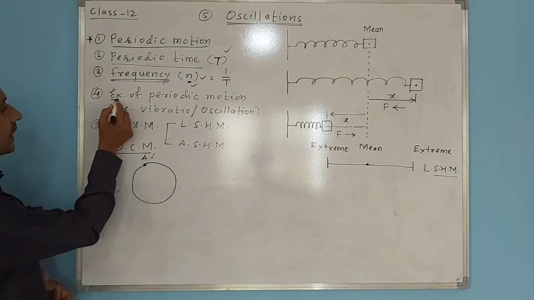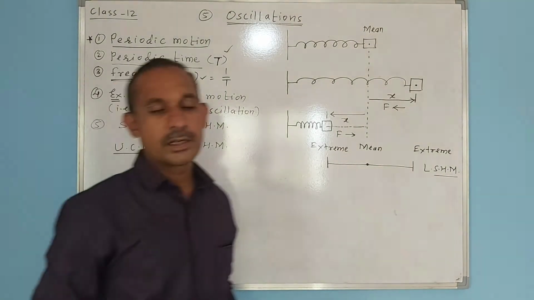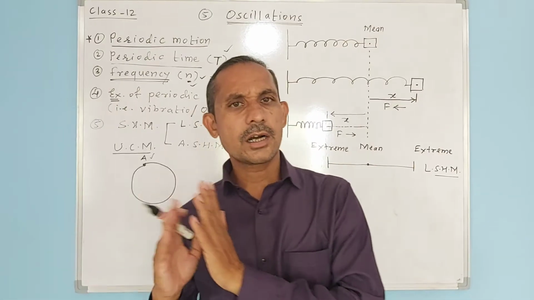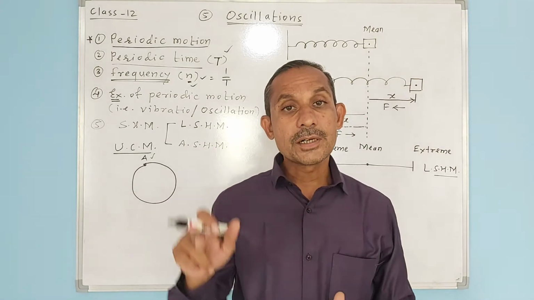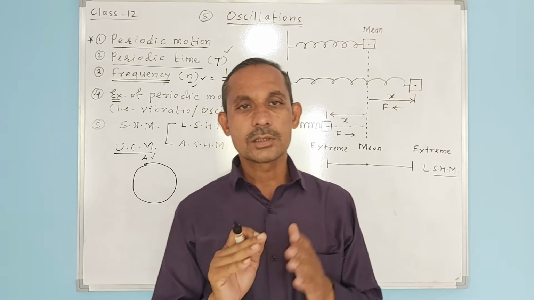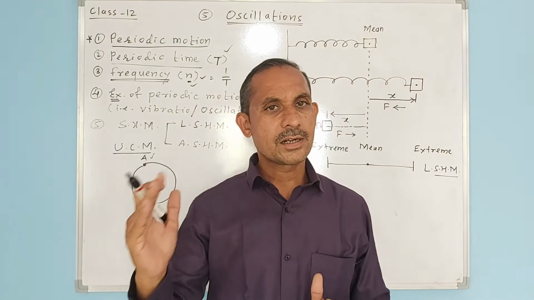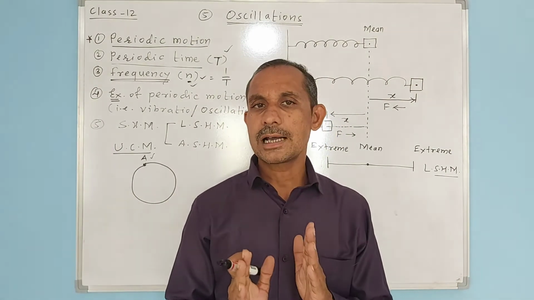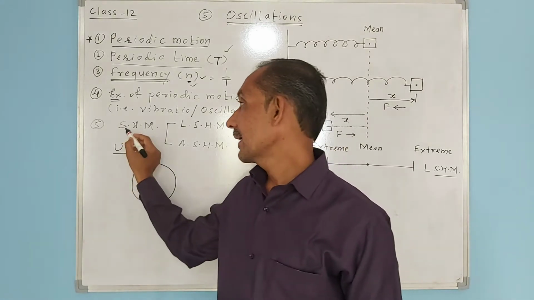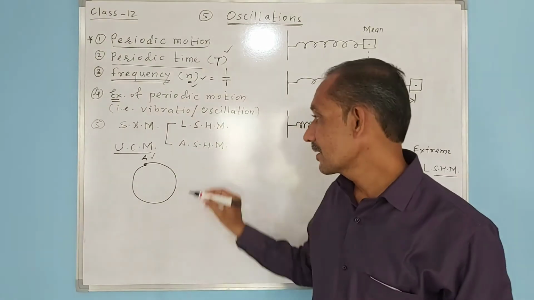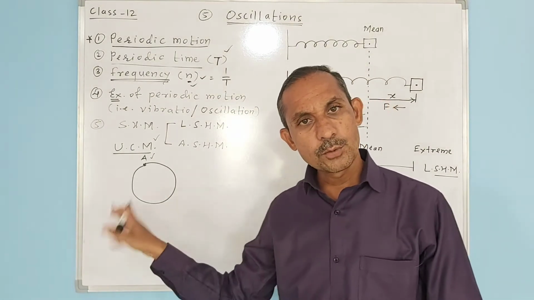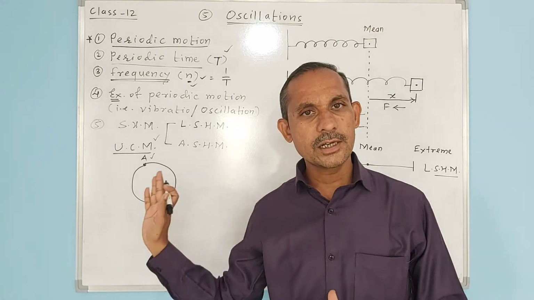So let's see an example of periodic motion. In nature there are lots of motions which repeat themselves along a given path after a certain interval of time. Such motions are called periodic motion. One example of periodic motion is uniform circular motion.